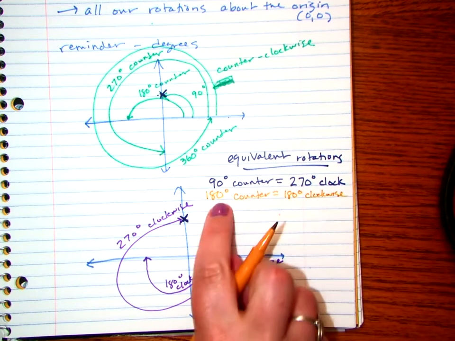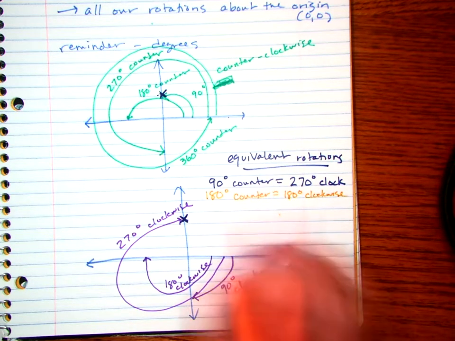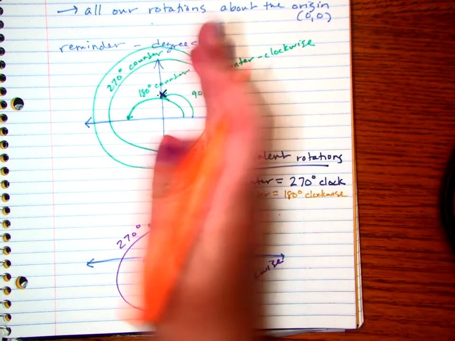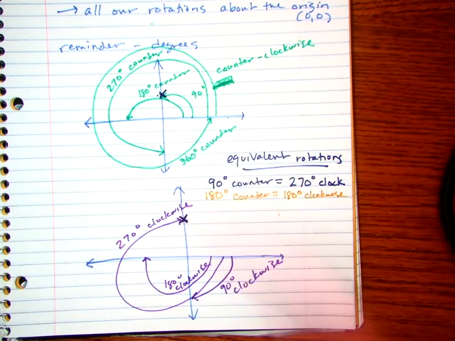So you'll notice with 180 we wouldn't really need to say which way we went, because turning 180 either direction, you'd end up in the same spot. It's like if you turned around so your back was to someone, that's a 180 degree turn. So that's one way to think about these turns. Just think of it as turning, turning, and turning.